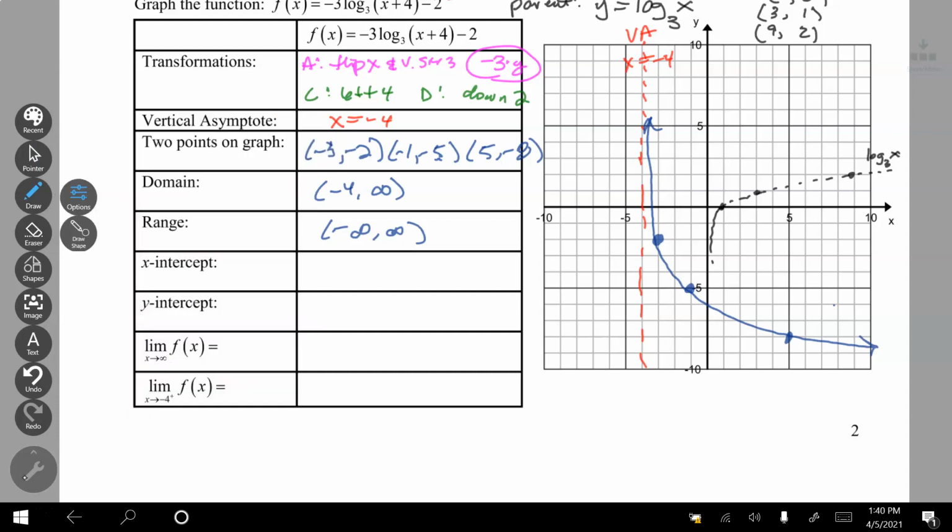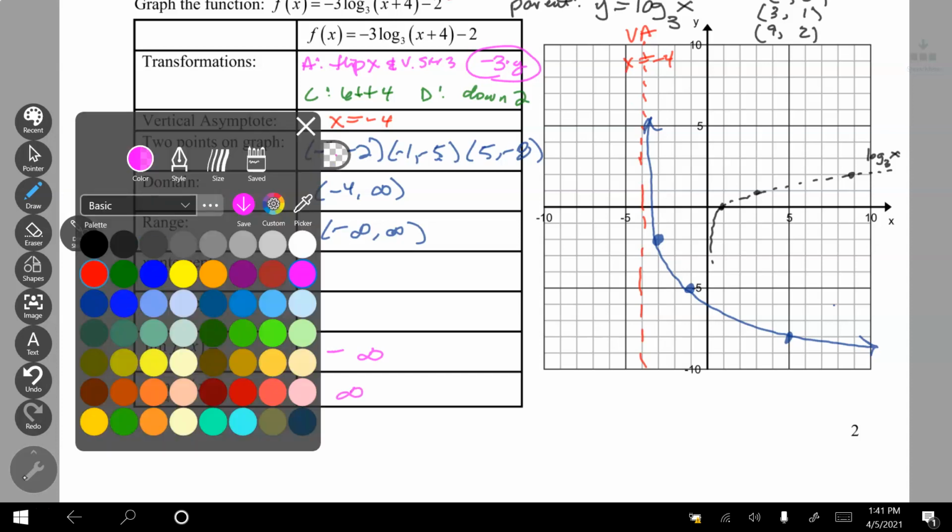The right side, look at this right side. It goes down forever. It goes down to negative infinity. And as x gets closer to negative 4 from the right side, it is going up to positive infinity. Now I have to do some math work.